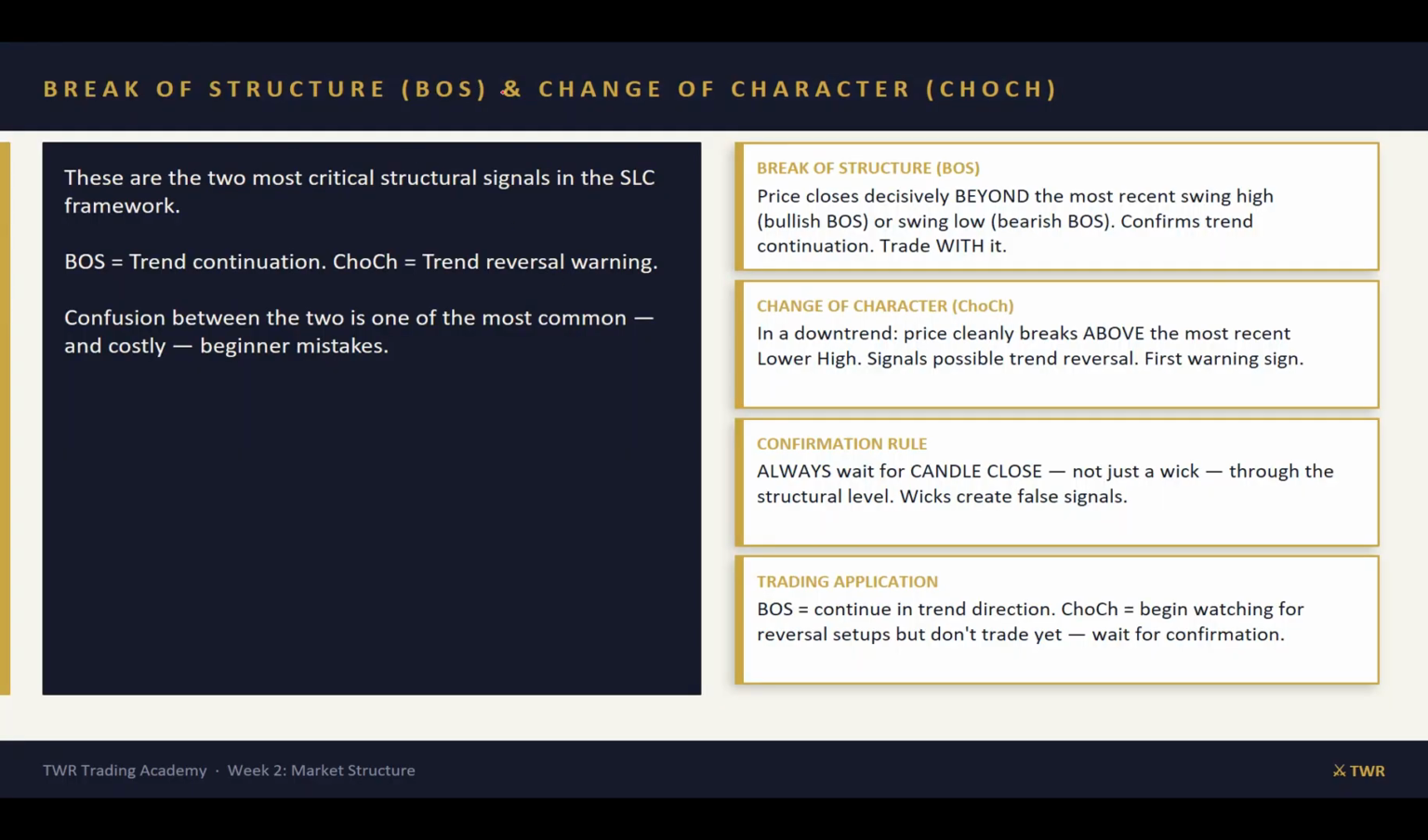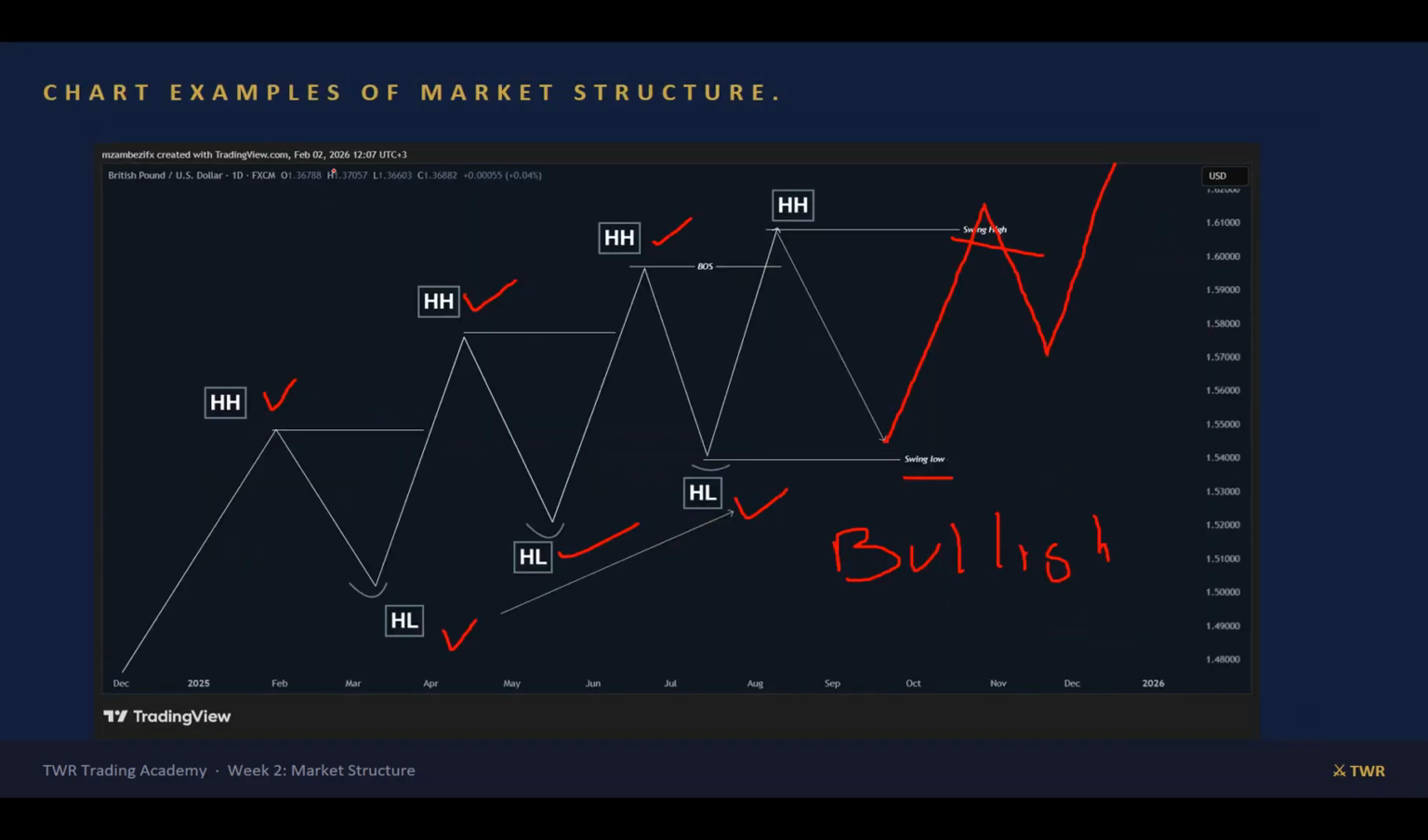Break of structure, BOS, and change of character. So, break of structure basically occurs when price closes decisively beyond the most recent swing high for a bullish BOS and swing low for a bearish BOS. This confirms the continuation of trend. So break of structure confirms the continuation of a trend.